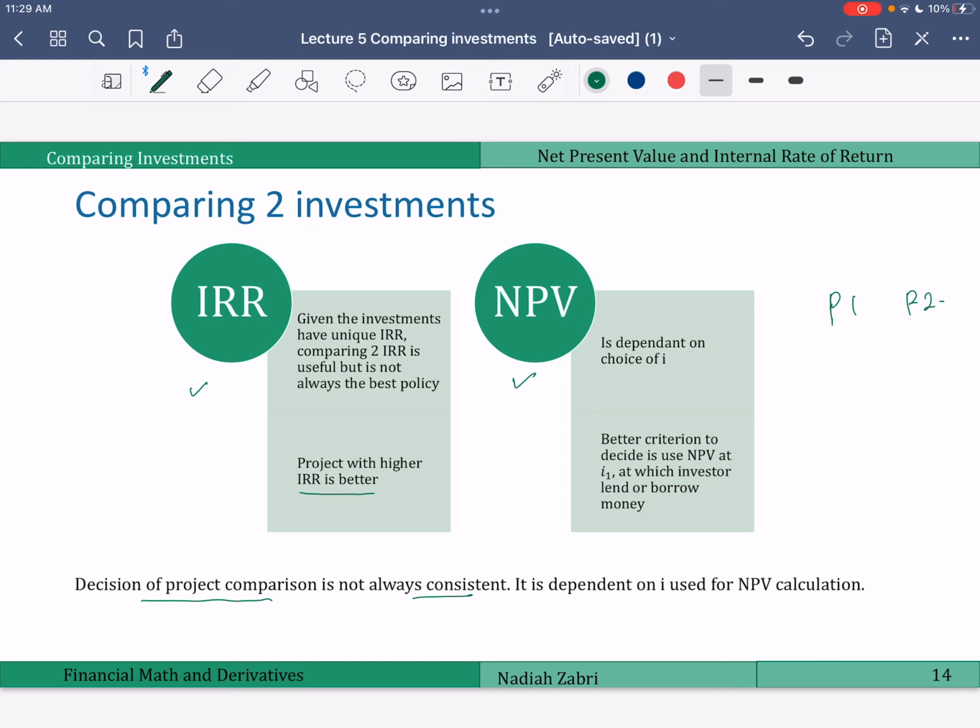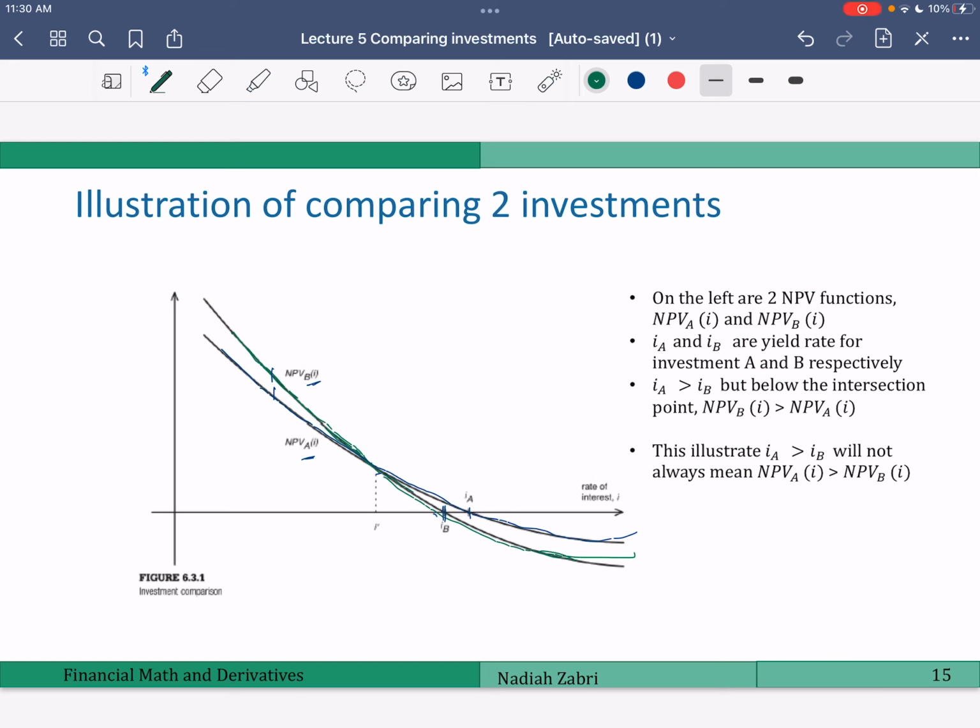What I mean by this is sometimes when you use IRR, it will suggest project 1, but if we are computing using NPV, it will suggest project 2. How does this come about? Let's see an illustration. This is a curve where the y-axis is the NPV and the x-axis is the chosen I, and the green curve is project B and the blue curve is project A.